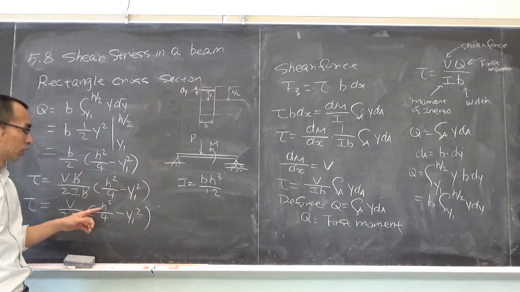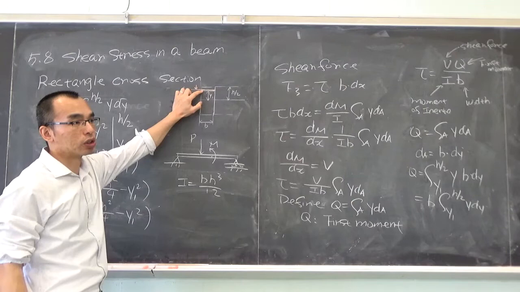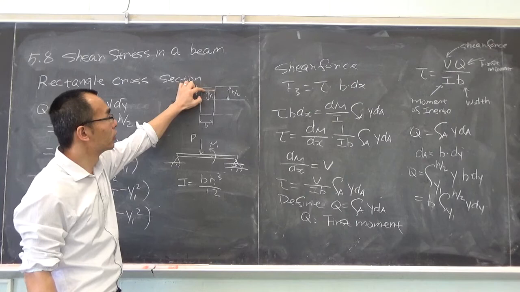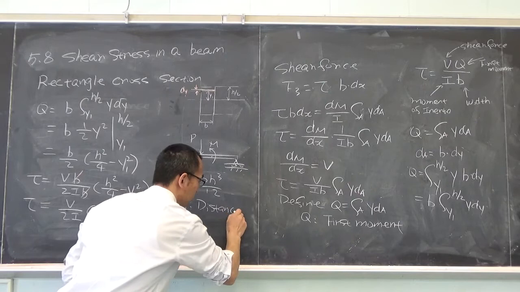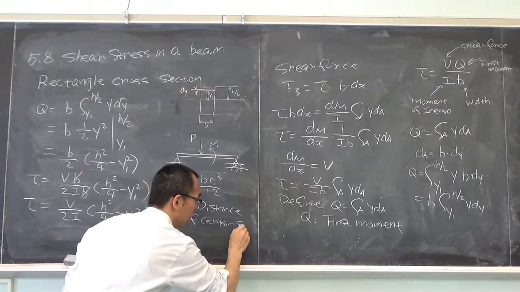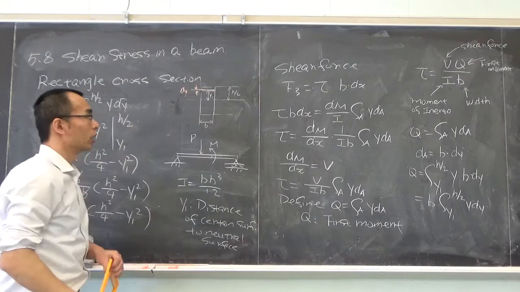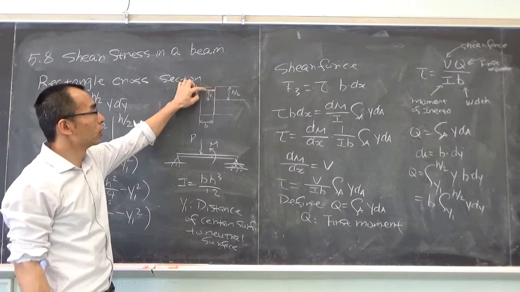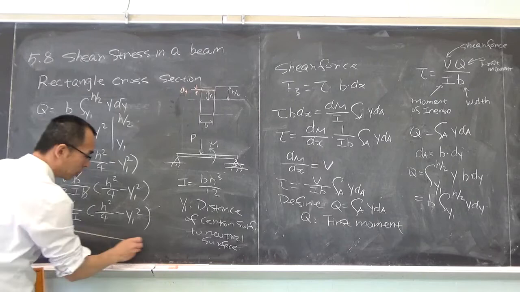So this is the height of the cross-section. This y1, remember, y1 is really important. y1 is the distance of the surface where you want to calculate shear stress to the neutral surface. This is really important. So again, this is your neutral surface, there's no normal stress. So this is the distance from the surface where you want to calculate shear stress to the neutral surface. This is the y1. So this one is a general formula to calculate shear stress at any point in your beam.